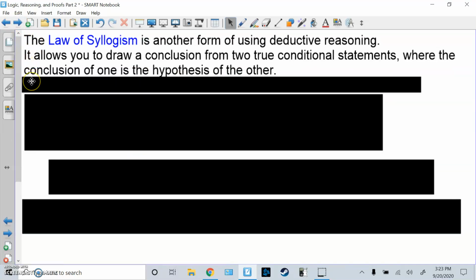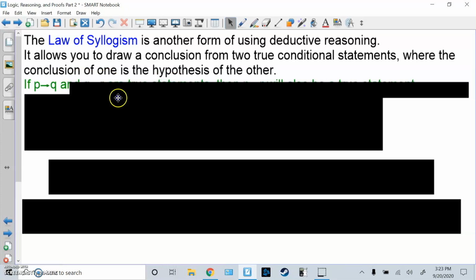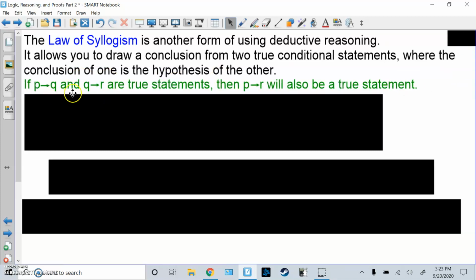Alright, the law of syllogism is another form of deductive reasoning. It allows you to draw a conclusion from two true conditional statements where the conclusion of one is the hypothesis of another. Alright, so if P to Q and Q to R are true statements, then we can do P to R. That will also be true.